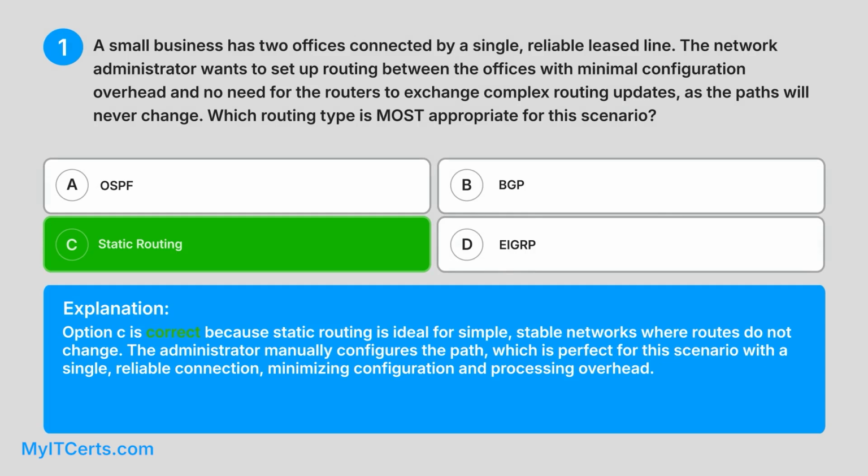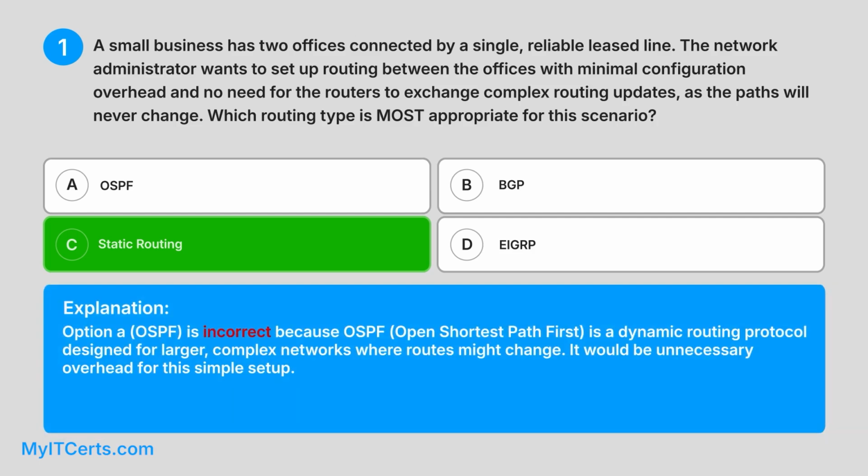Correct answer, C. Static routing. Explanation. Option C is correct because static routing is ideal for simple, stable networks where routes do not change. The administrator manually configures the path, which is perfect for this scenario with a single, reliable connection, minimizing configuration and processing overhead.